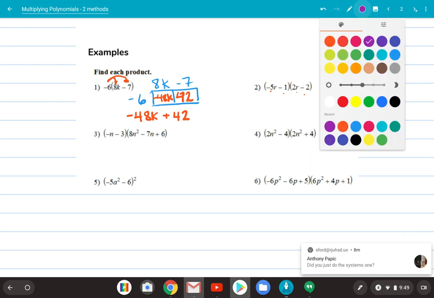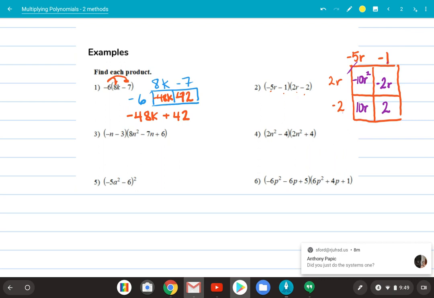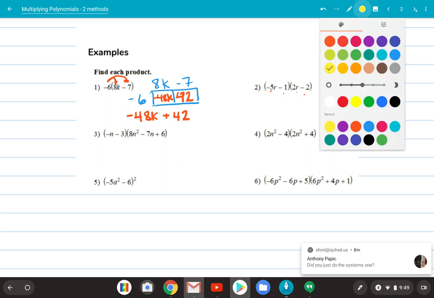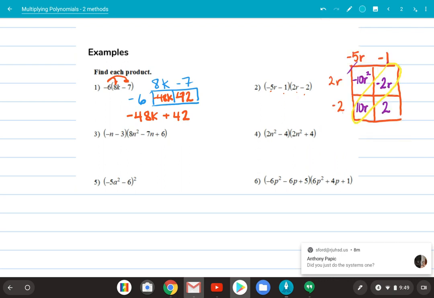Now, one of the reasons I do like this one is that everything that's in a diagonal, like this one, will always be added up together. Really makes it nice. Usually the biggest is going to be the top left. We're going to write that one first. 10, and then the diagonals, 10r minus 2r. And then our last one, bottom right, goes last. Not too hard, right? Okay, let's try number 4.